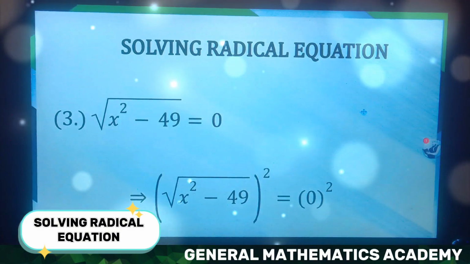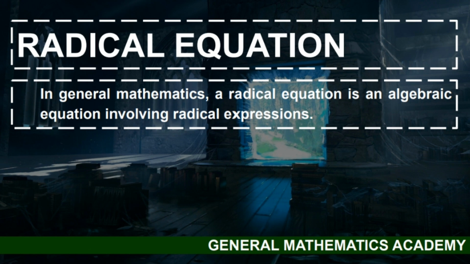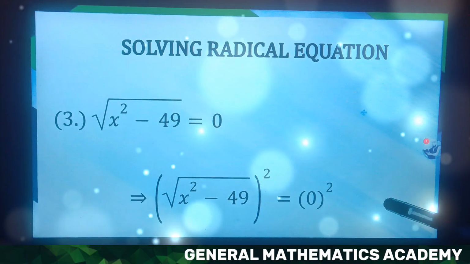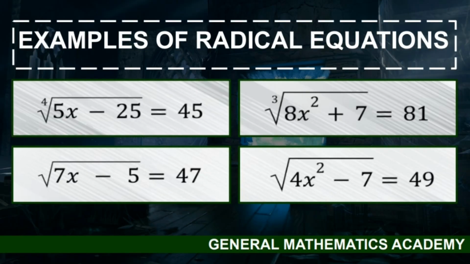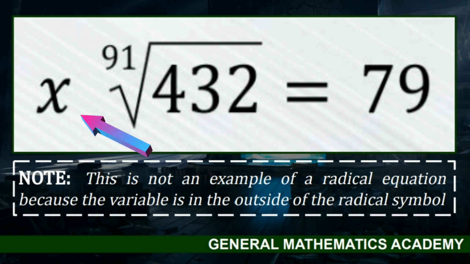By the way, in general mathematics, a radical equation is an algebraic equation involving radical expressions. Kaya siya tinawag na radical equation dahil yung independent variable x ay nasa loob ng radical symbols. So what you are seeing right here sa inyong mga monitor ay examples ng radical equations dahil yung independent variable x ay nasa loob ng radical symbol. Pero kung yung independent variable x mo ay nasa labas ng radical symbol within an algebraic equation, then this is not an example of radical equation.